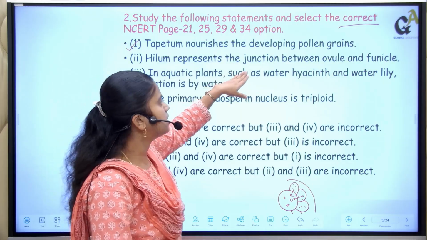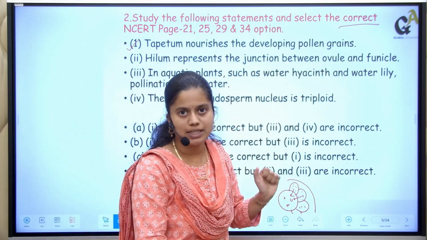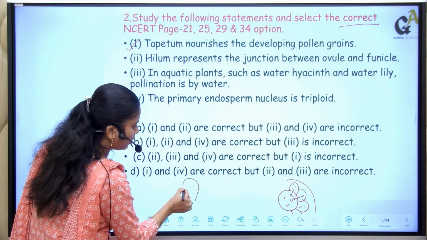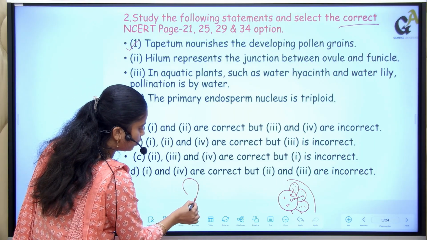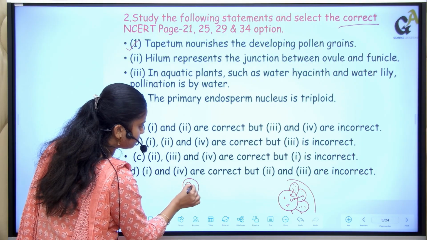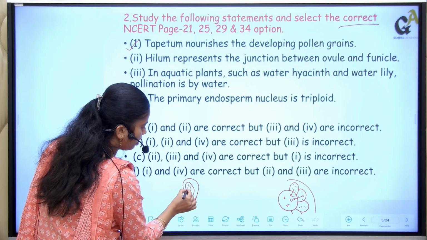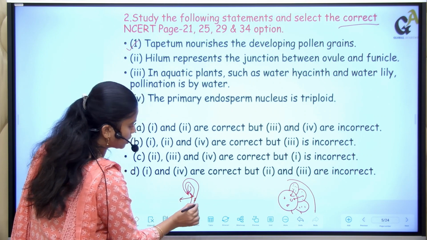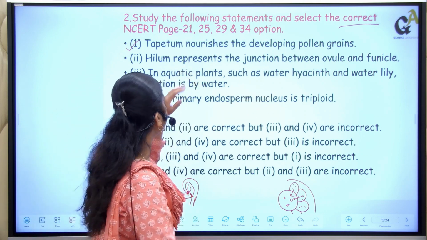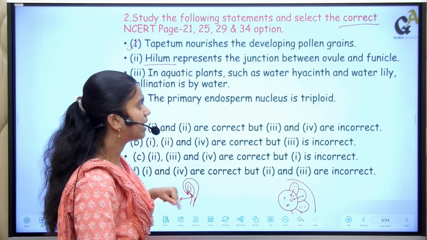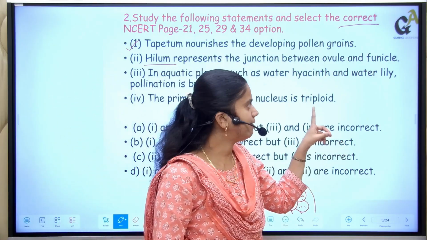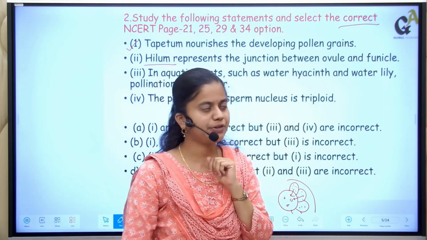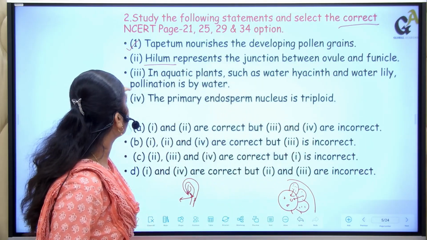Hilum represents the junction between the ovule and funicle. Yes, between the ovule and the funicle. See, if this is our ovule, here a junction will be present, and this particular junction we call the hilum. So hilum represents the junction between ovule and the funicle. This structure is present in the female megasporophyll. Later on, come to option number 3.